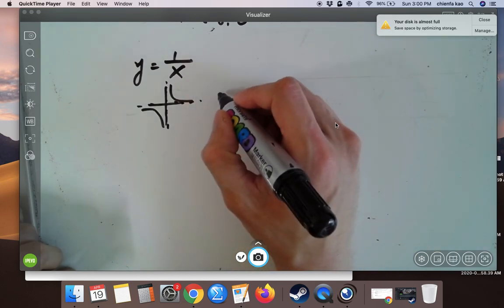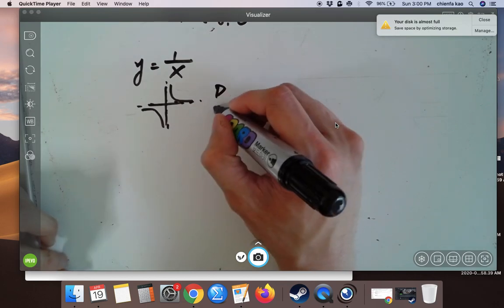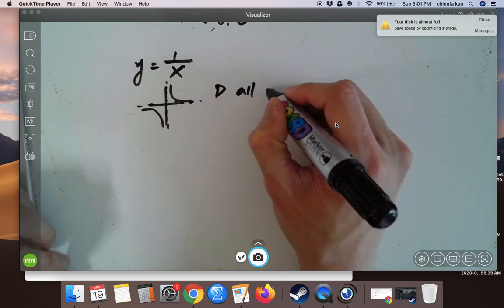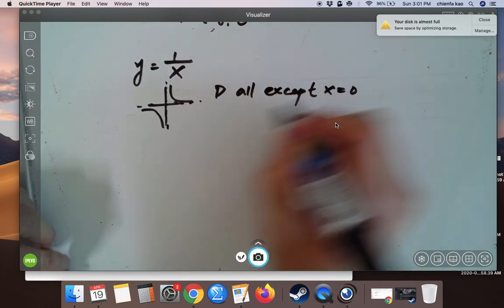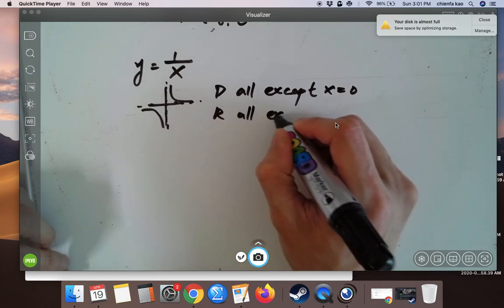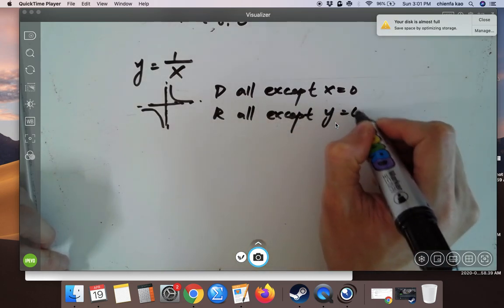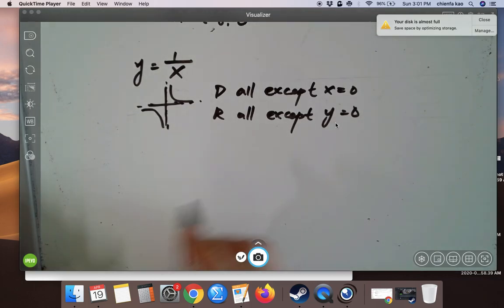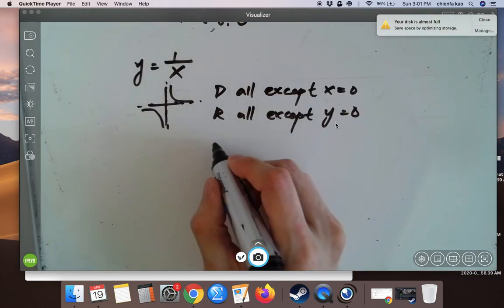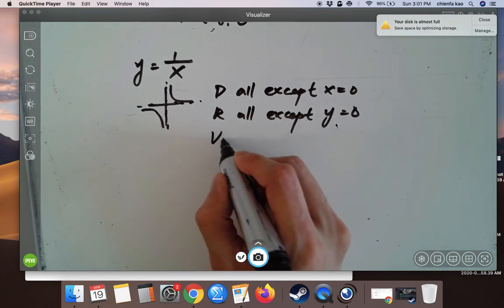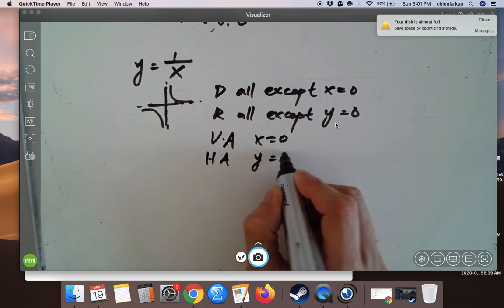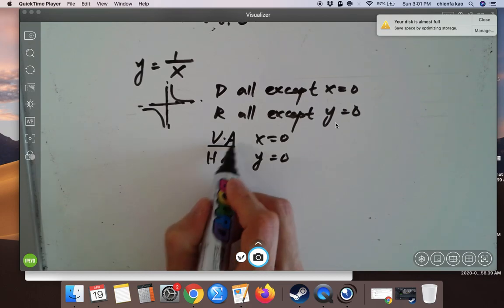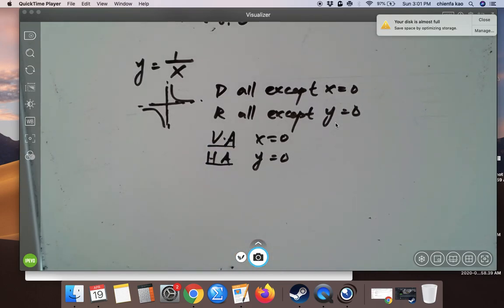Okay? So the domain for this shape is all except X equals 0. Range is all except Y equals 0. And obviously something has to be said about the vertical asymptote when X equals 0, horizontal asymptote when Y equals 0. This is very, very important. It's going to impact a lot of graphs later, and you will see.